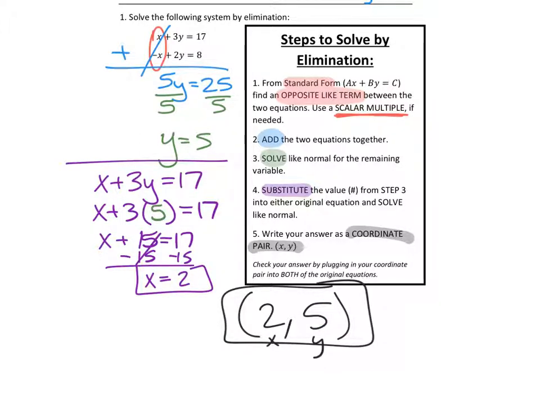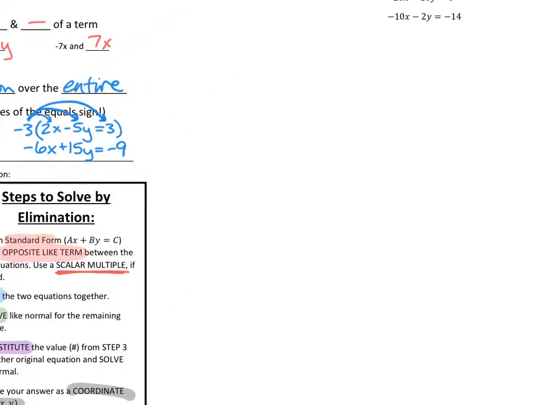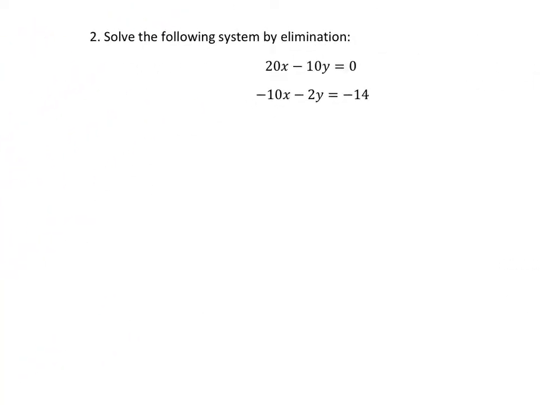Cool. Open up this little notebook to the inside, and I'm pretty sure some people have already noticed the problem with this one. What's the issue with question number 2? You don't have opposite like terms. It does have a 0, but that's not the problem. Are there opposite like terms? No. If we look at the x's, we've got 20 and negative 10. Are those opposite like terms? No. We've got negative 10 and 2. Are those opposite like terms? No. So here's the kind of question that we have to use a scalar multiple for. We need to multiply one of these equations by a number to get them to become opposite like terms.